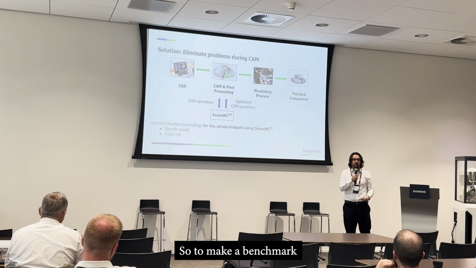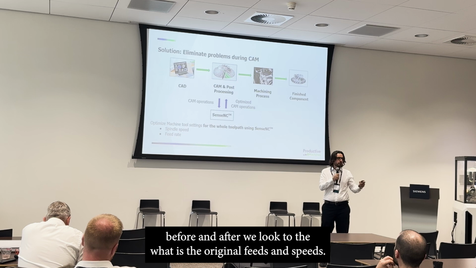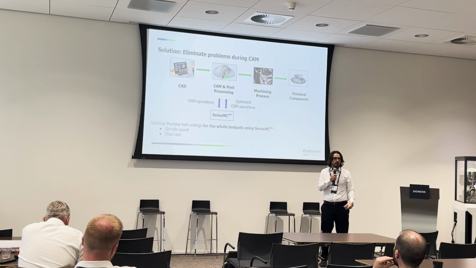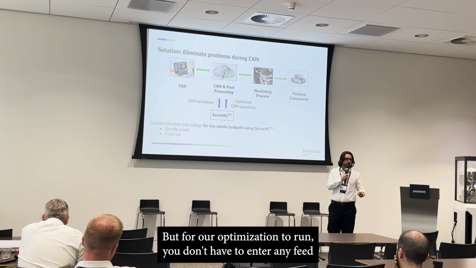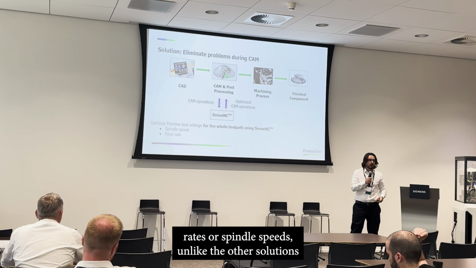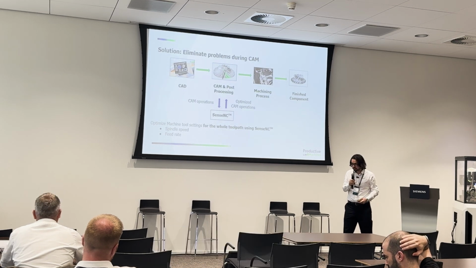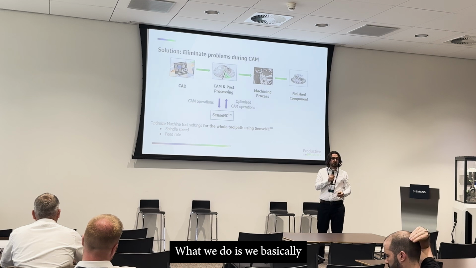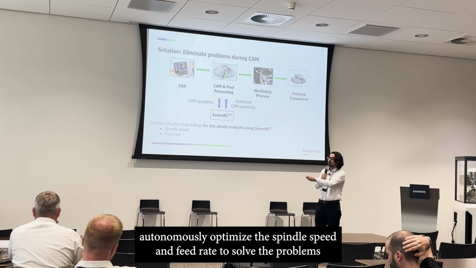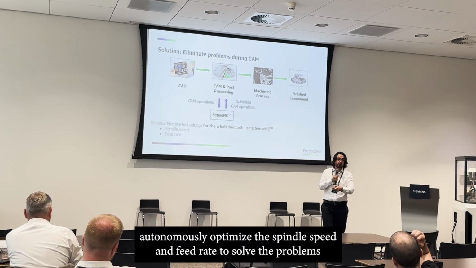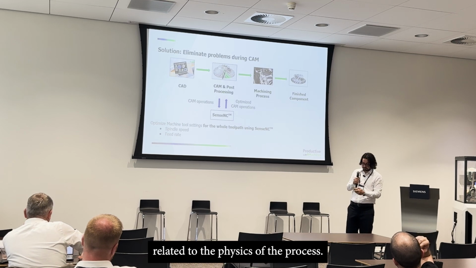To make a benchmark before and after, we look at the original feeds and speeds. But for our optimization to run, you don't have to enter any feed rates or spindle speeds, unlike the other solutions in the market which do process optimization. What we do is we autonomously optimize the spindle speed and feed rate to solve the problems related to the physics of the process.